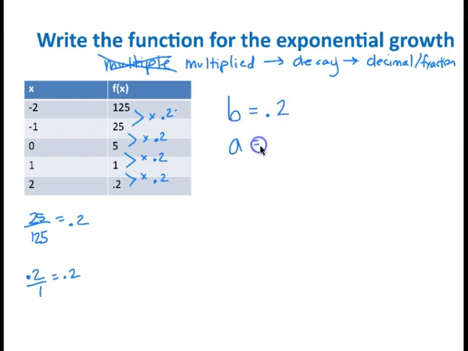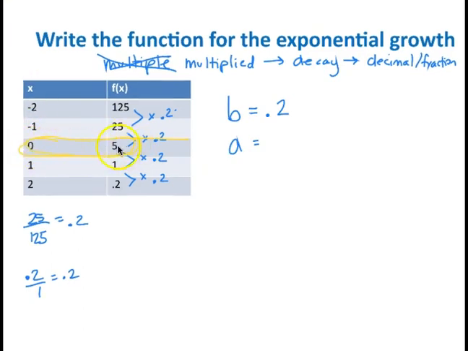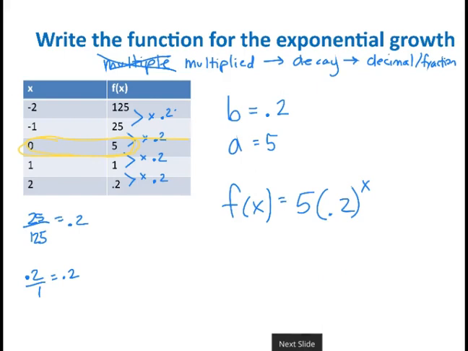What is our initial value, or the a value in this case? Our a value, remember, is our initial value, and that's always going to occur when x equals 0. So when x equals 0, the output is equal to 5. So that's our initial amount, is 5. Now we can quickly put that into our equation. f of x equals 5 times 0.2 to the x. And we're done. So not too tough, right? And you're going to get a lot of practice with that this week. I'm going to go on to the next slide, so if you need more time, go ahead and click pause.